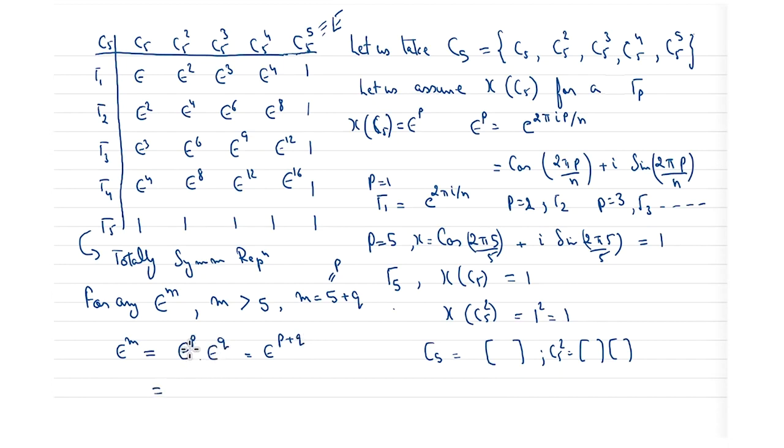Now if p is equal to 5, I can say that it is epsilon 5 epsilon q. And since epsilon 5 is equal to 1, we have seen that epsilon to the power 5 will be equal to 1. So we can write epsilon to the power m is equal to epsilon to the power q, because now this thing goes to 1. So for any m which is greater than 5, we can write epsilon to the power m as epsilon to the power q, where q is represented with this relation. Okay.